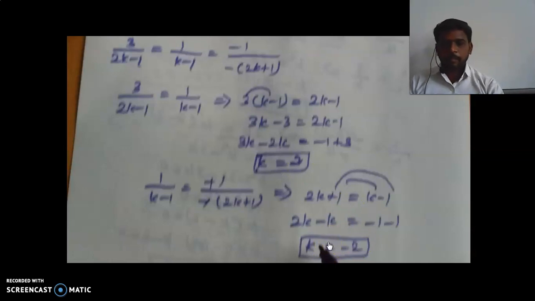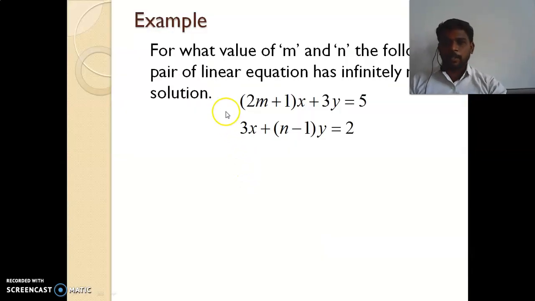Okay. Right, look at the next question. So for what values of m and n does the following pair of linear equations have infinitely many solutions? So here infinitely many solutions means the formula is there. And similarly a1 is 2m plus 1, b1 is 3 and c1 is minus 5 when you bring it to the left hand side. And similarly a2 is 3, b2 is n minus 1 and c2 is minus 2.